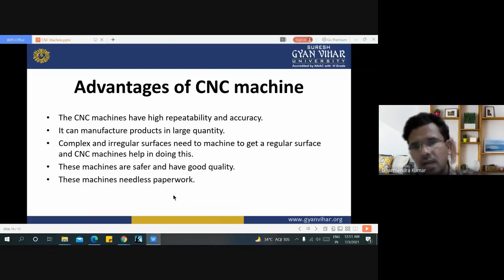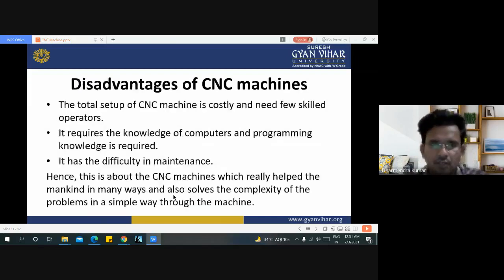These machines are safer because of the compact design, and all systems are automated. No manual operations are needed in the CNC machine. These machines need less paperwork. This is also an advantage, that this machine does not need paperwork according to its production.